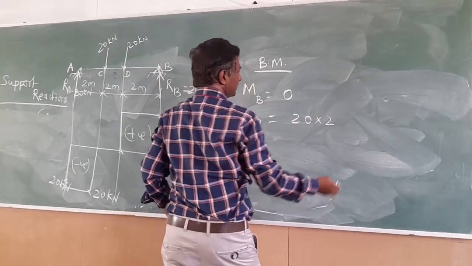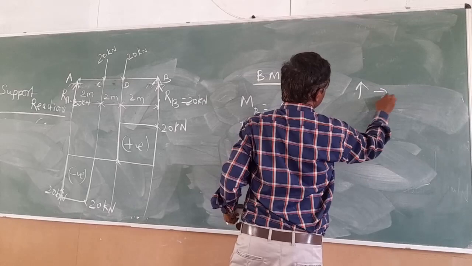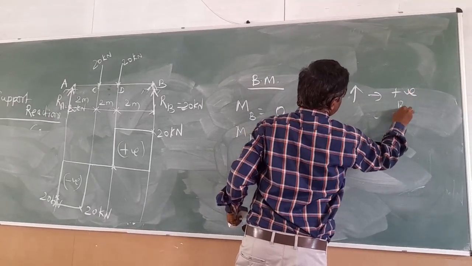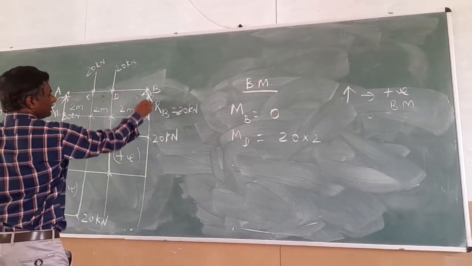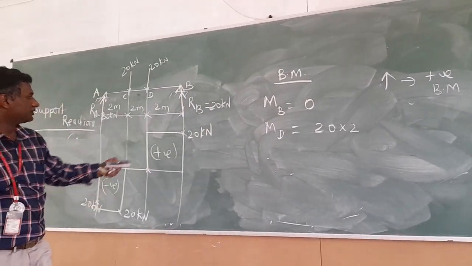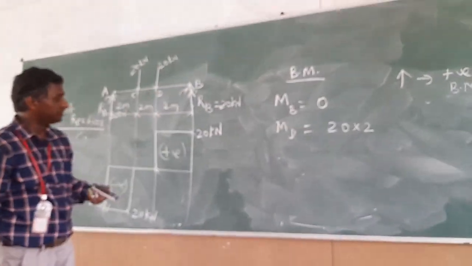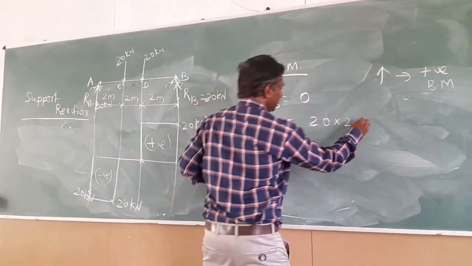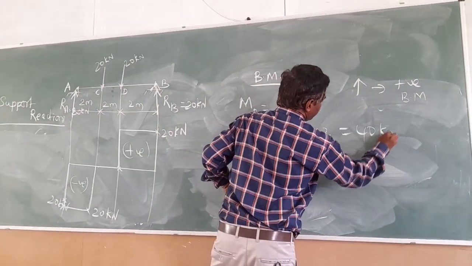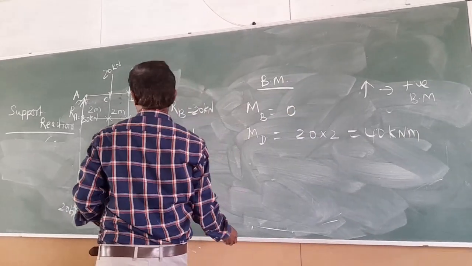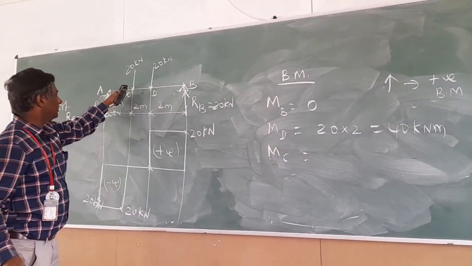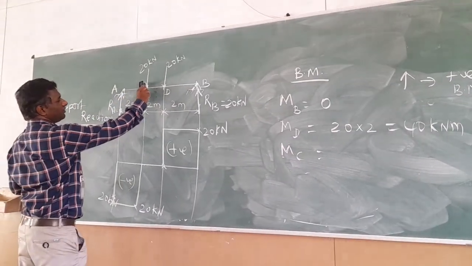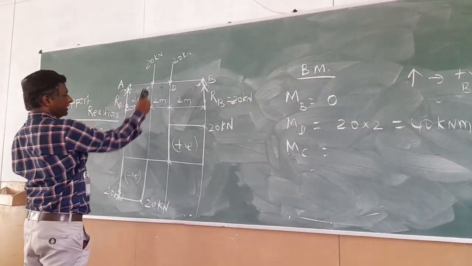But what is the sign convention? Upward force will produce the positive bending moment. That is the concept here. Since this 20 kilonewton is positive, upward force produces positive bending moment. So 20 into 2, that is equal to 40 kilonewton meter. And what is MC?